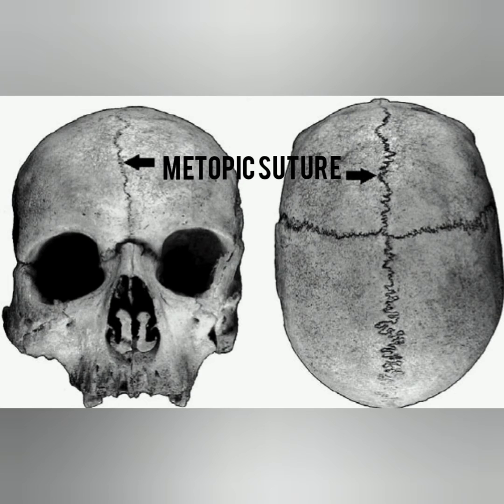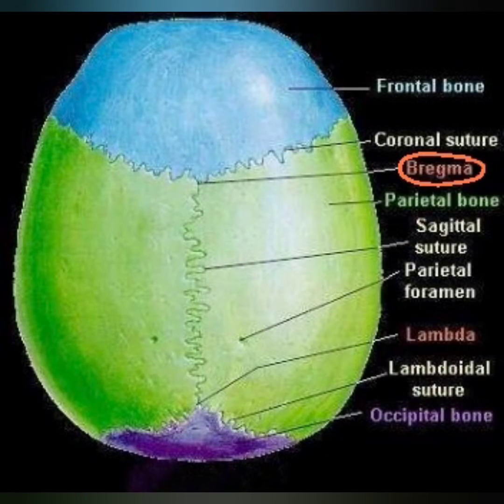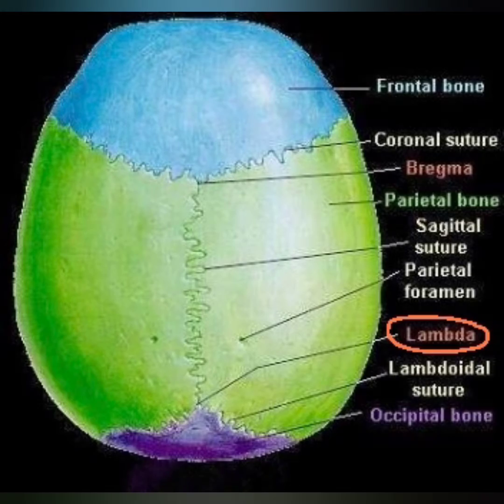The metopic suture separates the 2 halves of the frontal bone and it is present only in 3 to 8% of individuals. Next we have 2 important points on the skull. They are bregma and lambda. Bregma is the meeting point between the coronal and sagittal sutures. Lambda is the meeting point between the sagittal and lambdoid sutures.